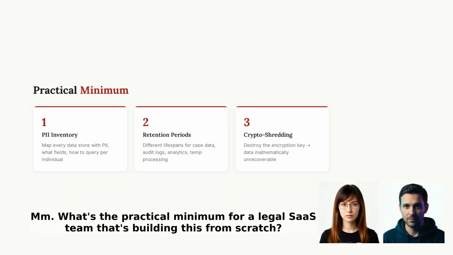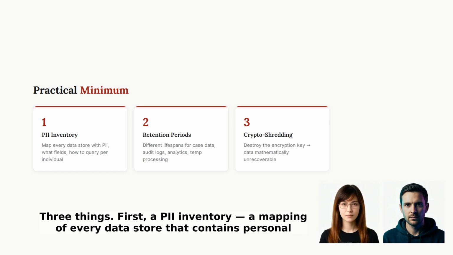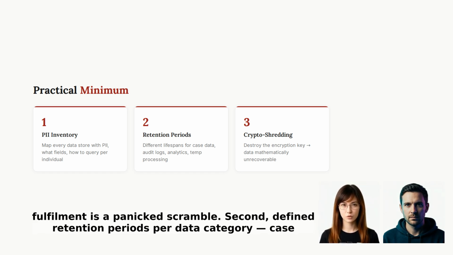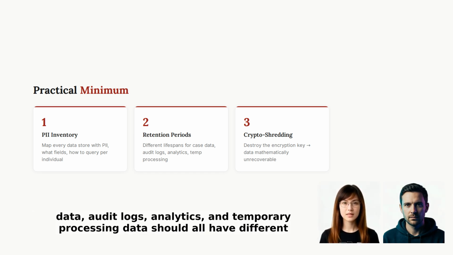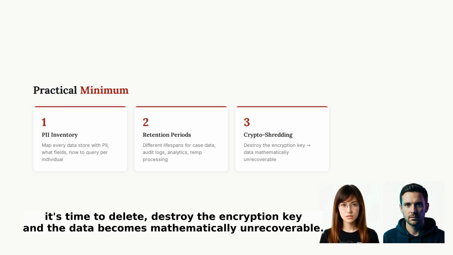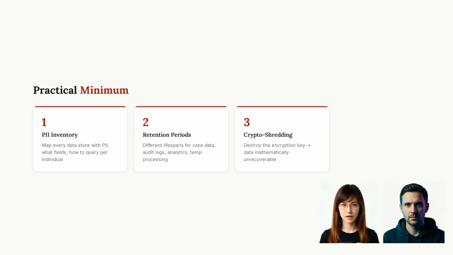What's the practical minimum for a legal SaaS team that's building this from scratch? Three things. First, a PII inventory. A mapping of every data store that contains personal data, what fields it holds, and how to query it for a specific individual. Without this, DSAR fulfillment is a panicked scramble. Second, defined retention periods per data category. Case data, audit logs, analytics, and temporary processing data should all have different lifespans. Third, crypto shredding capability tied to your key management architecture. When it's time to delete, destroy the encryption key and the data becomes mathematically unrecoverable.